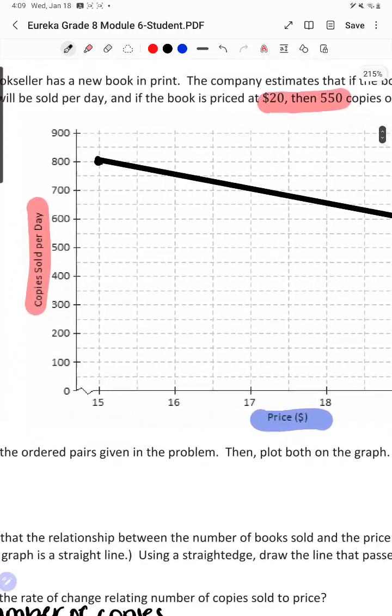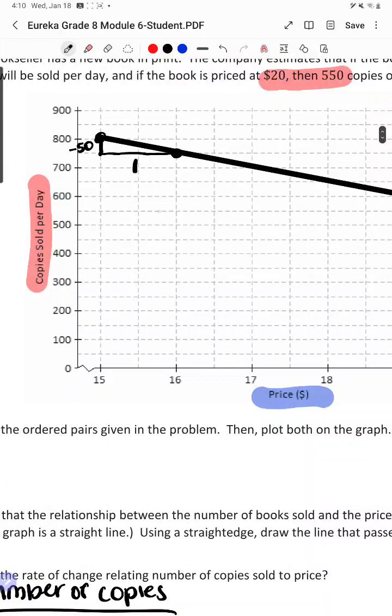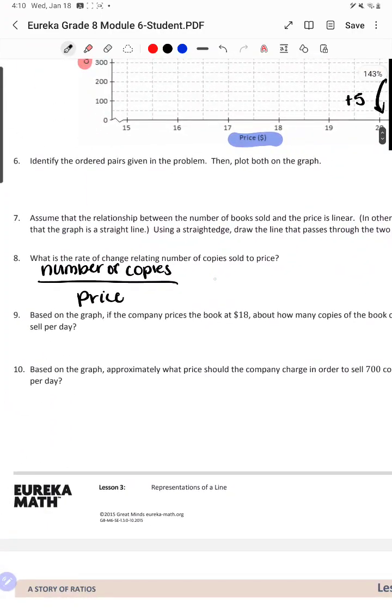All right, the other way that you could have found it is by using 2 points on the graph. So there's one here and we know there's one there. So we have to go down, and this goes down 50 to get from 800 to 750. And it goes to the right from 15 to 16, which is 1, which means that our rate of change is negative 50 over 1, which means it's negative 50 copies for every dollar. Now, what does that mean?